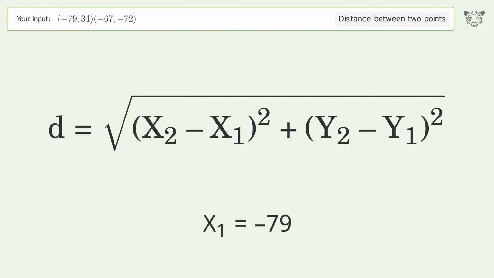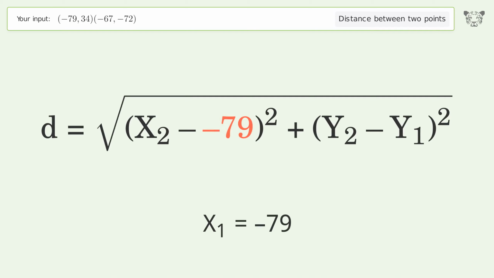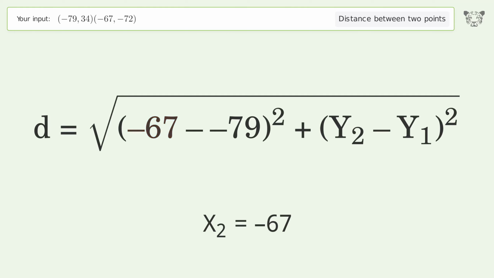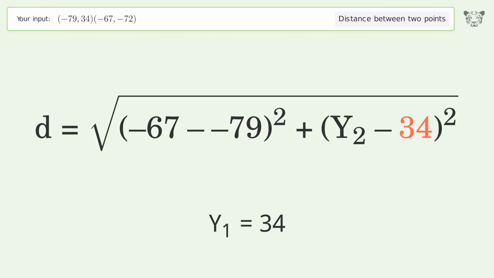x1 equals -79. x2 equals -67. y1 equals 34. y2 equals -72.